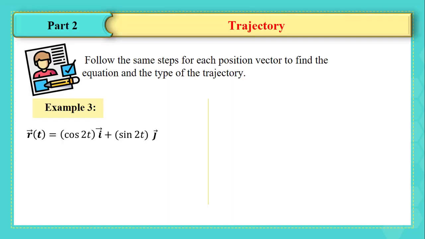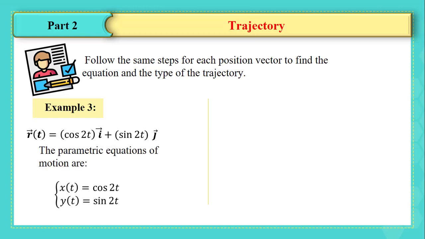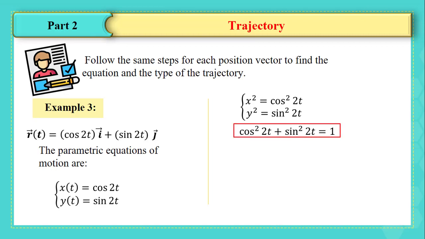Example number 3. r of t is equal to cosine 2t i plus sine 2t j. The parametric equations of motion are x of t is equal to cosine 2t and y of t is equal to sine 2t. By squaring both equations, we will get cosine squared 2t plus sine squared 2t is equal to 1. The equation of the trajectory is x squared plus y squared is equal to 1.